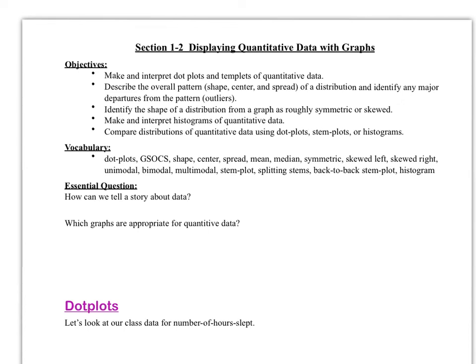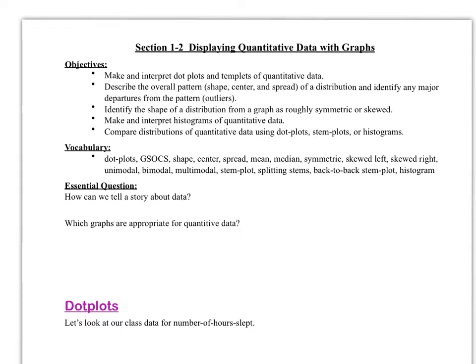We're back in Chapter 1, and this time we're in Section 2, Displaying Quantitative Data with Graphs. I'm going to ask you to please turn off the video so you can read the objectives, vocabulary, and essential question, and then turn the video back on so we can get started.